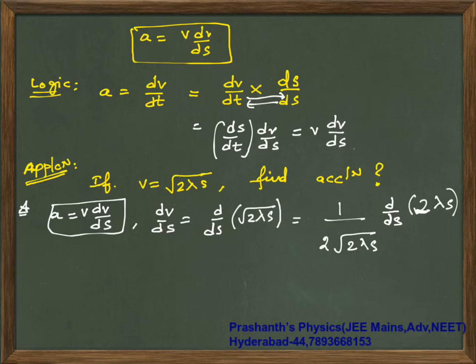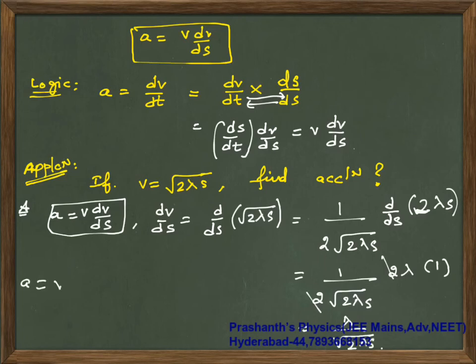Derivative of root of f of x is 1 by 2 root of f of x into f dash of x. So if you simplify, you will get this can be written as under root 2 lambda s into 2 lambda times derivative of s with respect to s is 1. So now 2 will go off. So if you further simplify, you will get lambda by under root 2 lambda s.